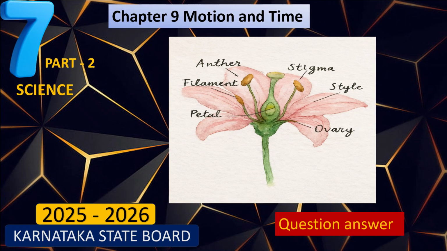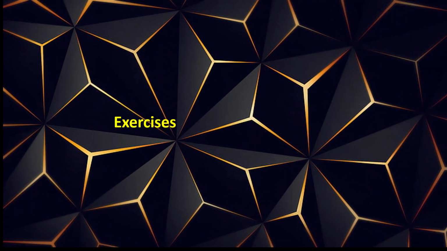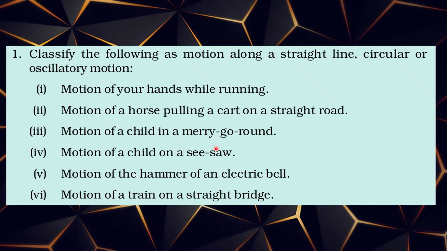7th Standard Science, Part 2, Chapter 9, Motion and Time, Question Answer. As per 2025-2026 Karnataka State Board Syllabus. Exercises. First one, classify the following as motion along a straight line, circular, or oscillatory motion.